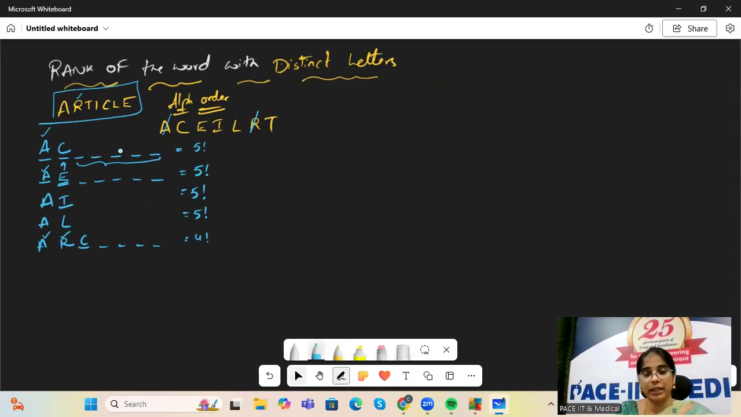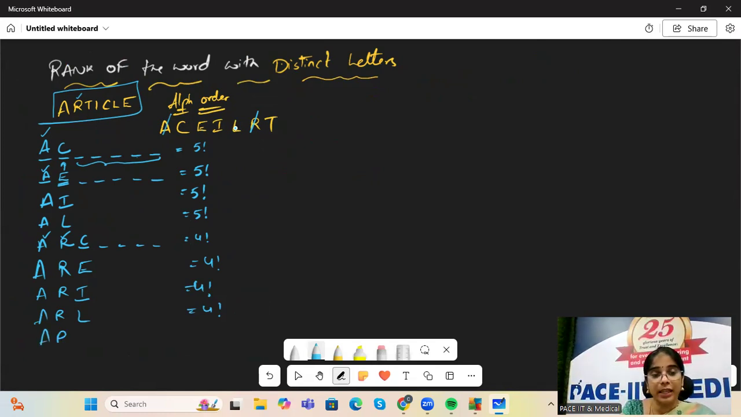Now coming with the next one, that is ARC, I don't want. Later after C I have to fill it with E, which that also I don't want. Hence I have left with 4 factorial. So ARE also I don't want. ARI also I don't want. That is again another 4 factorial. ARL, that also I don't want. Hence it's again a 4 factorial.